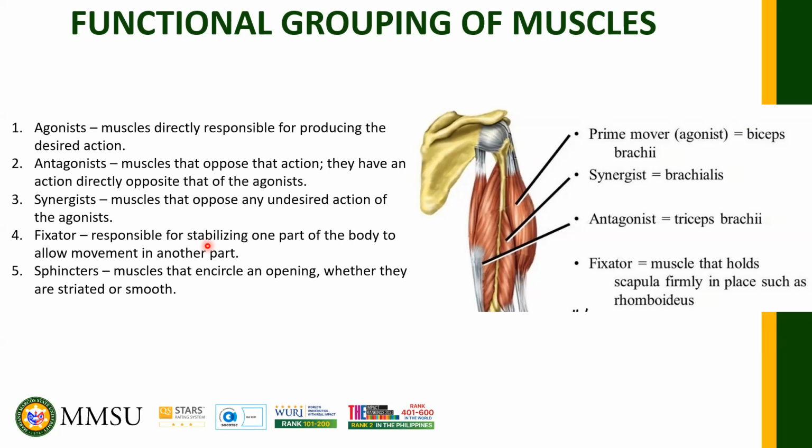Then we have here the fixators, responsible for stabilizing one part of the body to allow movement in another part. So parang they usually ensure that the other muscles can work efficiently by holding the origin of the muscle steady. So for example, yung mga muscles na nag-stabilize sa scapula pag nag-lift ng object within doon sa arm. Okay? So that is what we call as fixators. We have here the example is the rhomboideus.